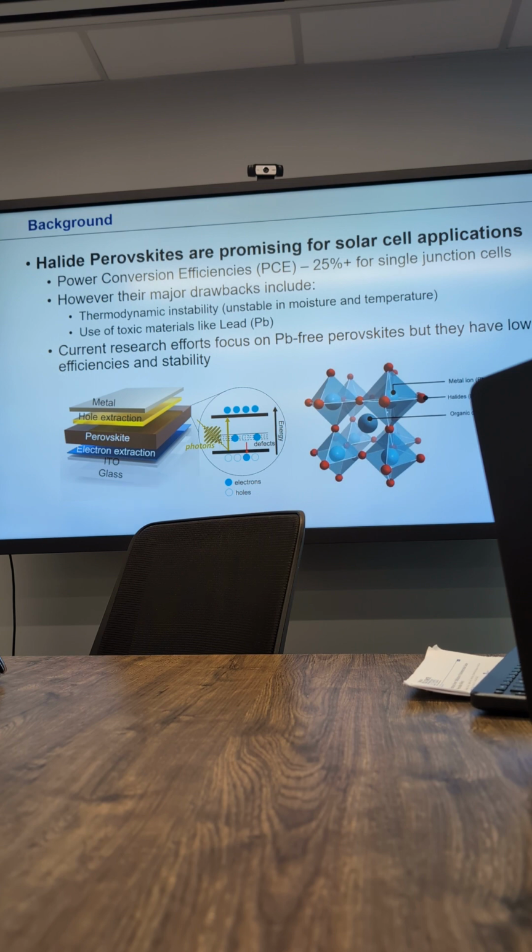Now, because of the lead factor, most of these perovskites are trying to be made without lead. But the problem is they have low efficiencies and they also have these stability issues. So this paper mainly wanted to study how we improve the stability of these perovskites by creating double perovskites and alloying them. And I'll come to that.